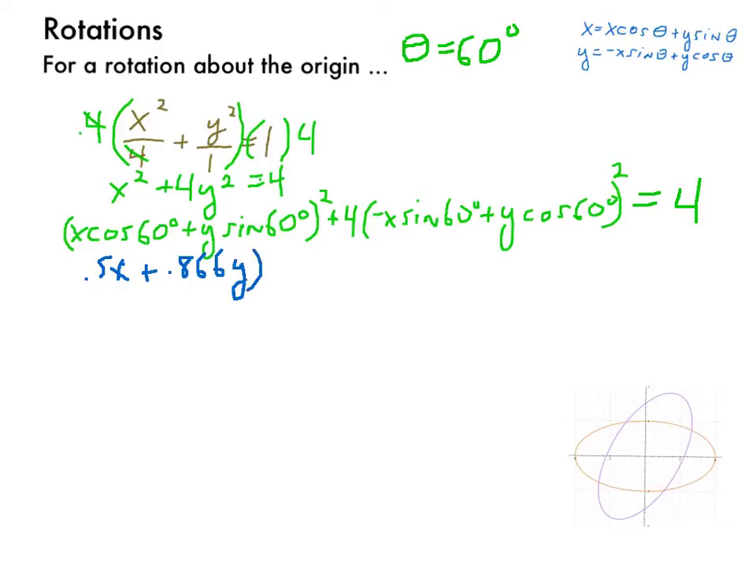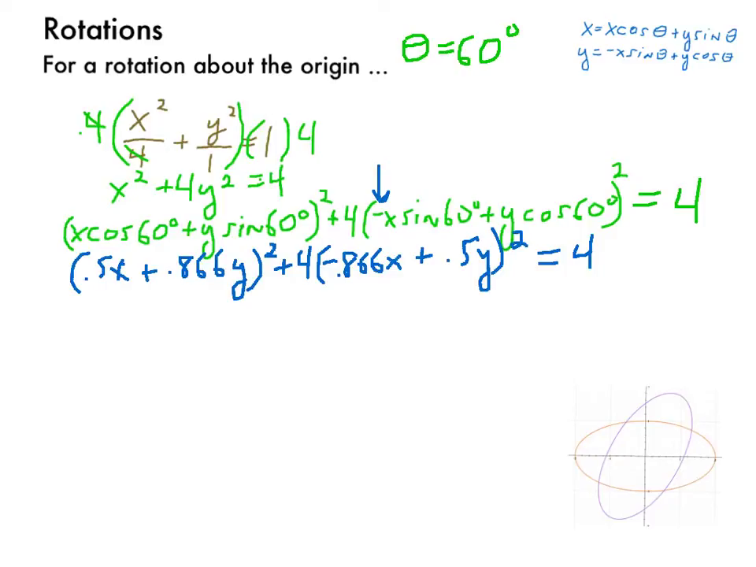y, and that value is squared. Plus 4 times sine of 60, and don't forget about this negative right here, so that's going to be a negative 0.866 x plus a 0.5 y, and that value is squared, and that equals 4. You FOIL it out. If you prefer the Punnett square method, do it. I don't care. You're going to get the same answer.